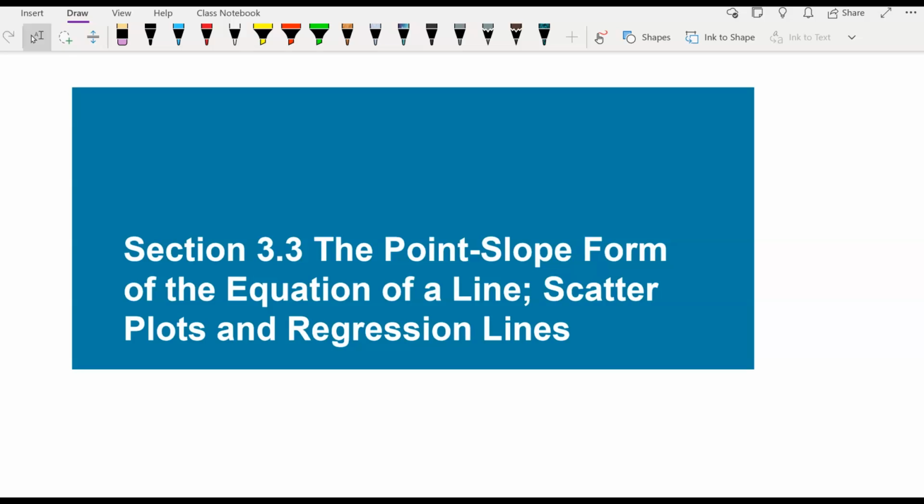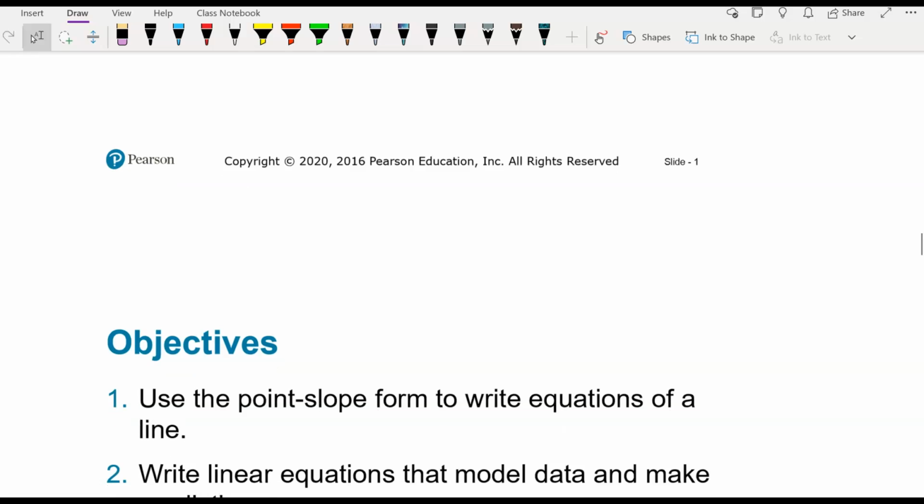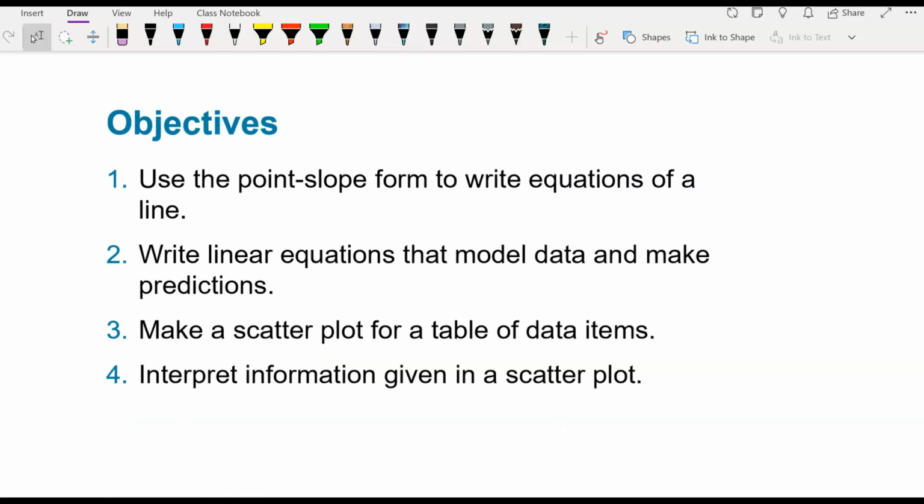Welcome back. This is 3.3, the point-slope form of the equation of a line, scatter plots, and regression lines. So we're using point-slope form to write equations of a line, write linear equations that model data and make predictions, make a scatter plot for a table and data items, and interpret information given in a scatter plot.